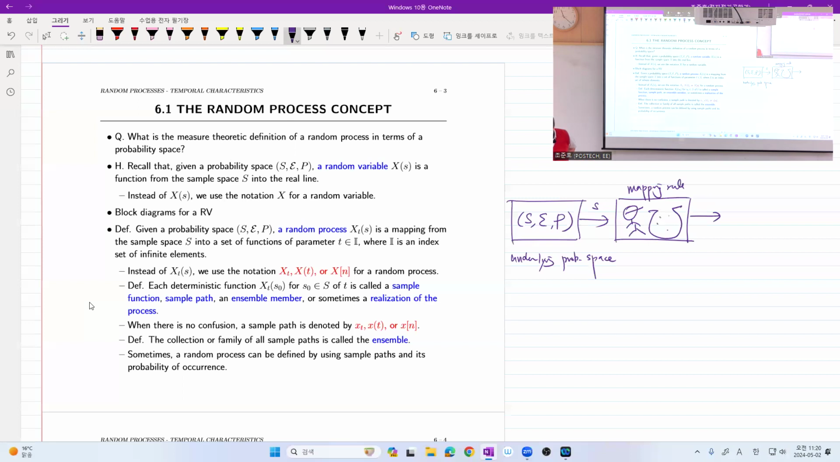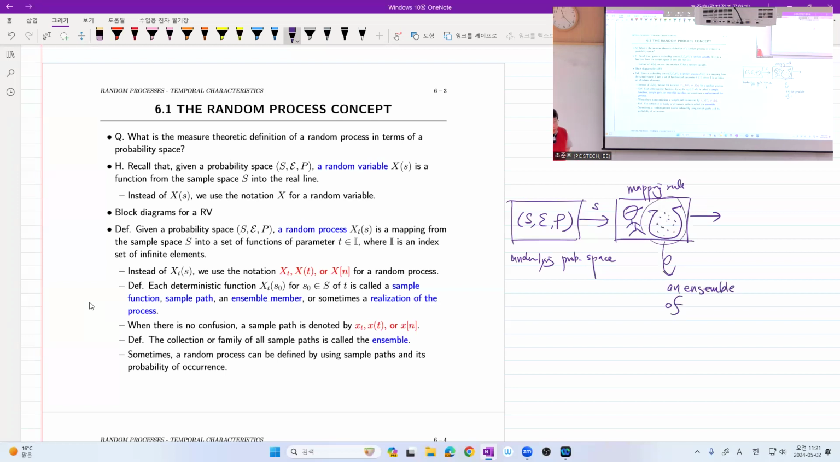In that sense, when you talk about a random process, which means we want to talk about a random signal, we have a lot of signals here. Sometimes continuous time signals, sometimes discrete time signals. This set is especially called an ensemble.